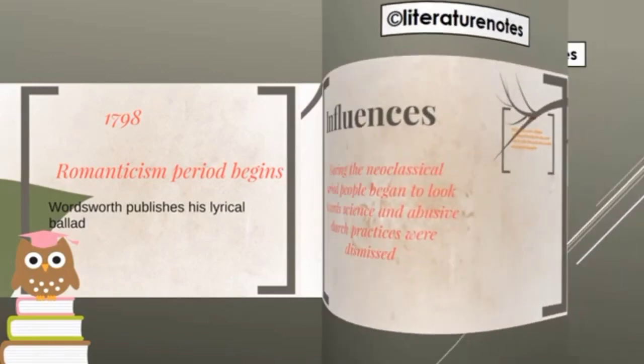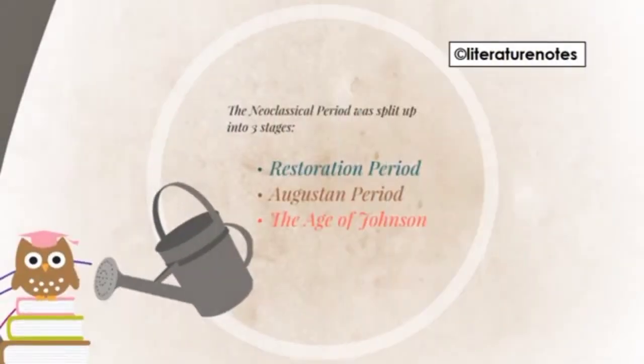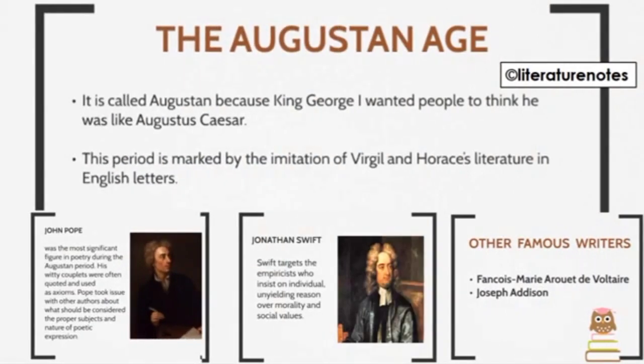So this is the main part of the Restoration period, and also in this you can see the urban language, how it has been developed by classification, and also the society of rational thoughts which can be included in many parts. So this is how you can see the neoclassical period was split into three stages, that is the Restoration period, the Augustan period, the Age of Johnson. So these are the most important parts, which can be mainly discovered with the Augustan age, that has been called the King George I and the Caesar, the mark important of Virgil and also the literature in English letters.